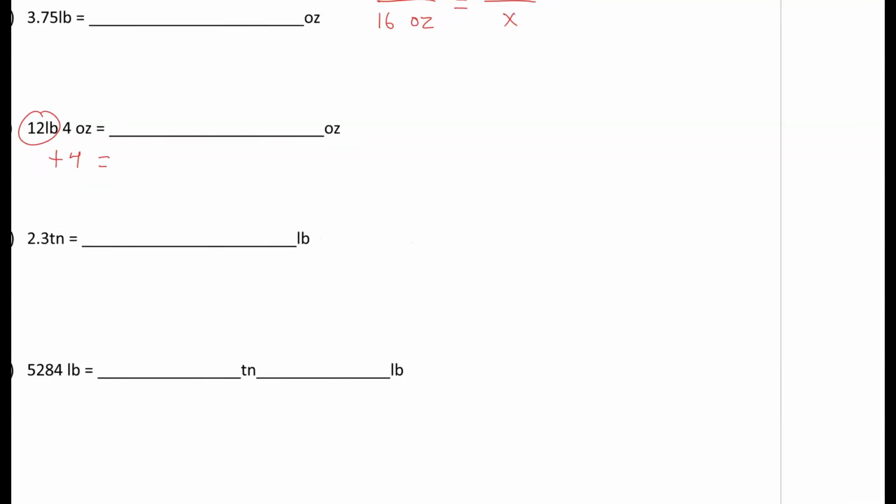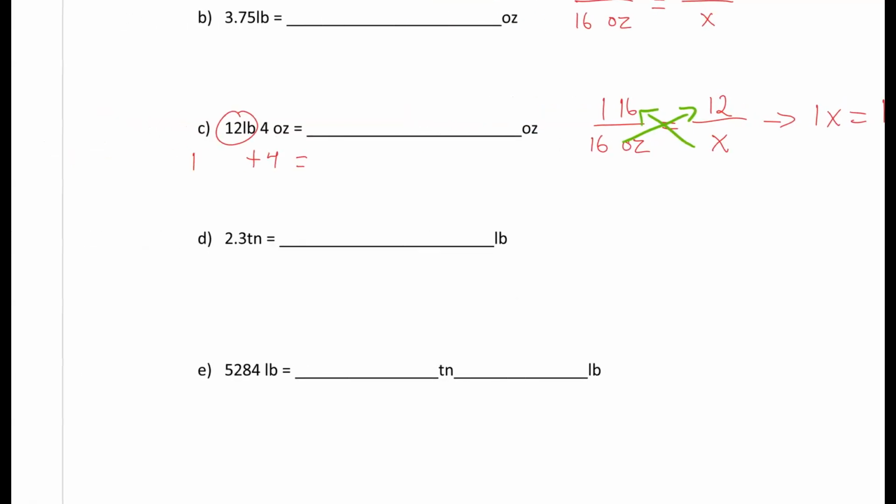Following the steps of 1 pound equals 16 ounces, you have 12 pounds, so 12 goes on top, and x goes on the bottom. We have our cross multiplication, which gets us 1x, or just x, equals 16 multiplied by 12, which is 192.